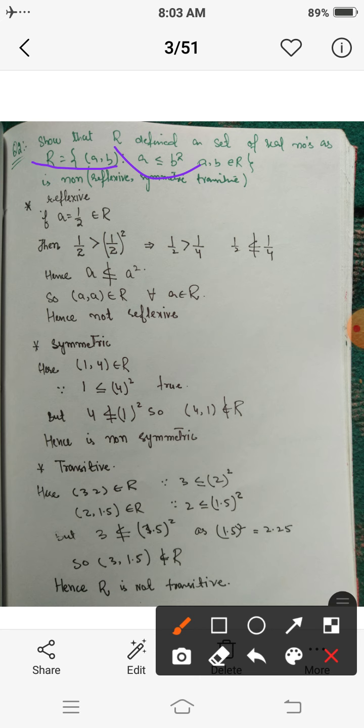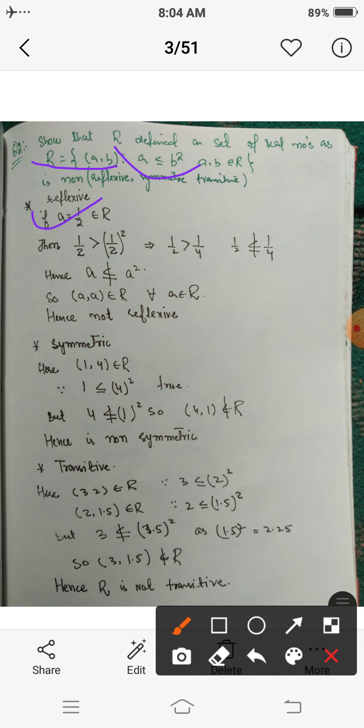Now for reflexive relation, in order to disprove this reflexivity we need just one example, while on proving we have to prove it in general. Now if a equals 1/2, because 1/2 is a real number, it belongs to R. Then 1/2 is greater than (1/2) squared, because (1/2) squared is actually 1/4, and 1/2 is greater than 1/4. So this means that 1/2 is not less than or equal to (1/2) squared.